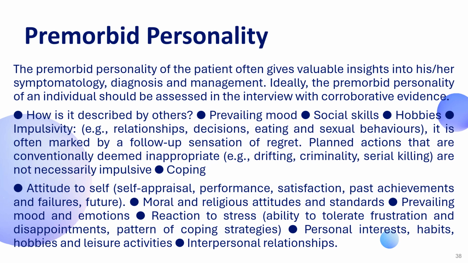So the things which should be looked at in the pre-morbid personality are prevailing mood, social skills, hobbies, impulsivity, for example in relationships, in decision making, in eating and in sexual behaviors. It is often marked by a follow-up sensation of regret or not, whether the feeling of guilt was there or not. Planned actions like drifting, criminality and serial killing are not impulsive behavior, so should not be considered.